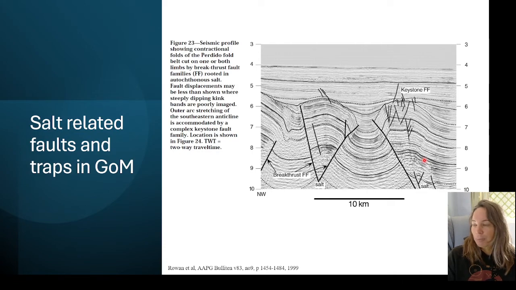Here's another example from the Perdido Fold Belt, what I showed 2 slides ago, just showing how when we really zoom in and look at these, you have the larger scale faulting related to folds, but you could also have a lot of smaller scale faults, shown by these keystone fault families that were picked out.